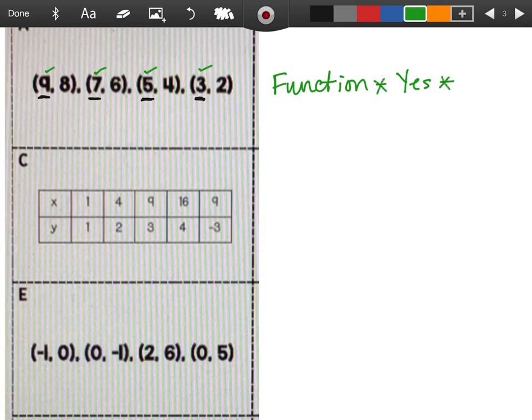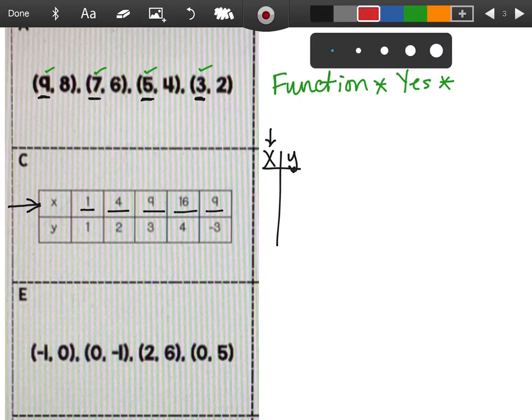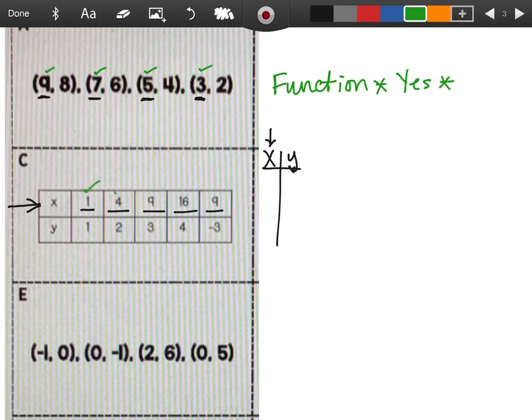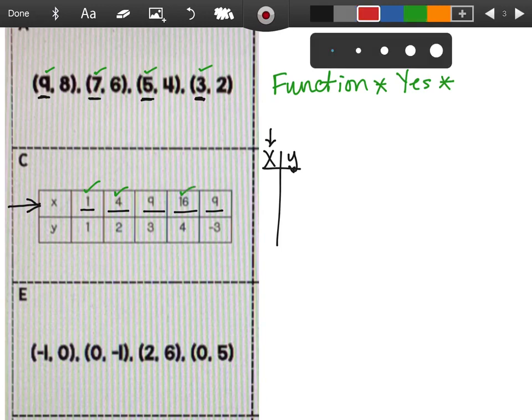Okay, then I'm going to come down and I'm going to look at C. I'm going to do the same thing. Remember, when you have a table, your x value always comes first, whether my table is left and right, horizontal, like what is shown, or vertical, and it actually goes like this with my x and y. My x values are always first. Okay, so again, I'm going to concentrate on my x values. I have my 1, I have got a 4, I've got a 9, a 16, and then another 9. That's a problem because look, my 9s repeat.